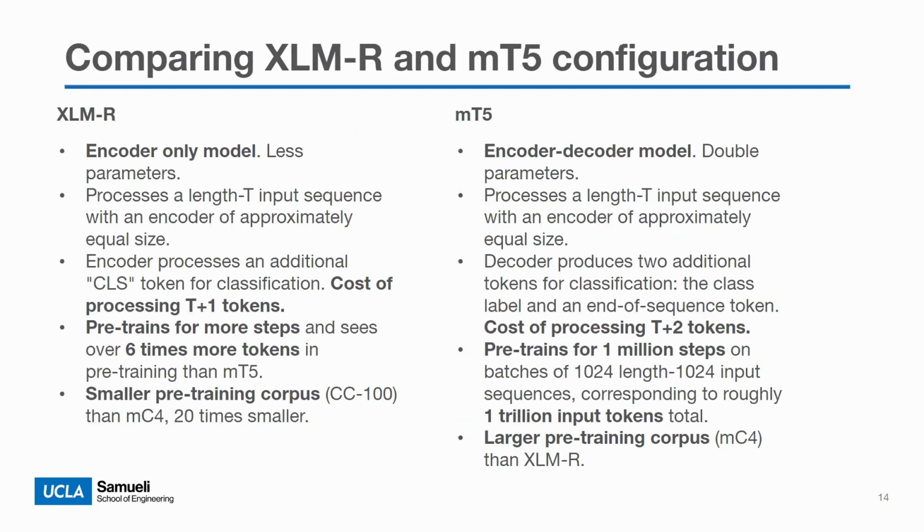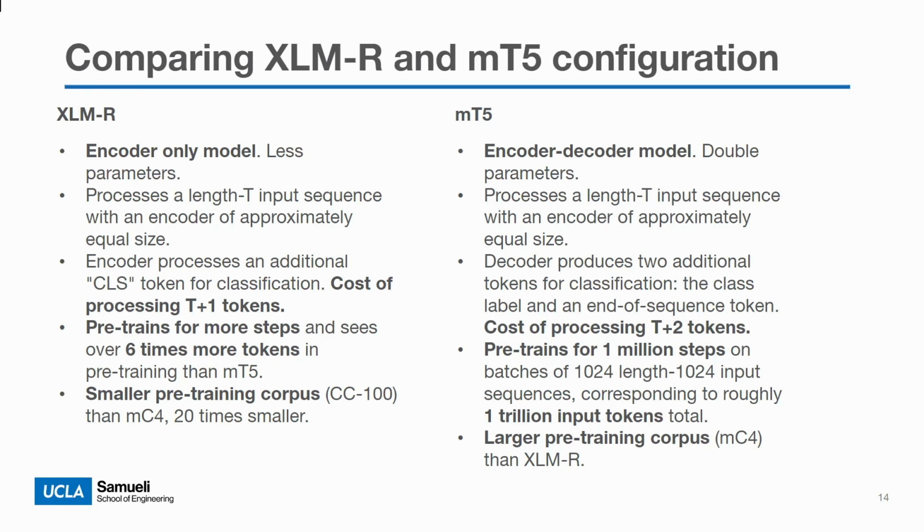So before we jump into the XLM-R and mT5 configuration, we'll compare them. XLM-R is an encoder-only model, while mT5 is an encoder-decoder model. Hence, it has almost double the parameters. Although the cost of processing in XLM-R is not too different from mT5, which produces T+2 tokens, since the decoder for classification produces the class label and an end of sequence token.